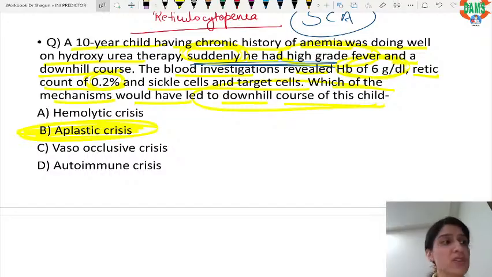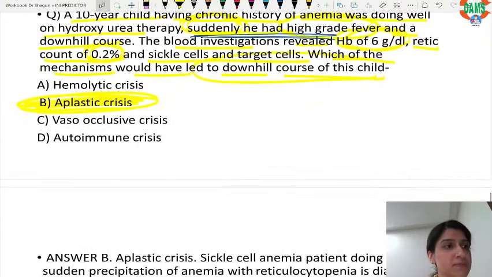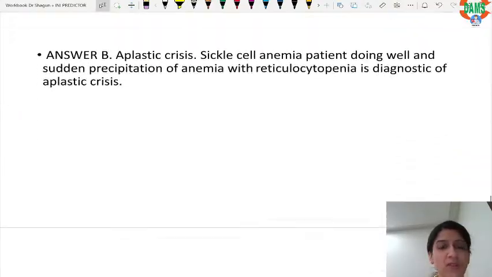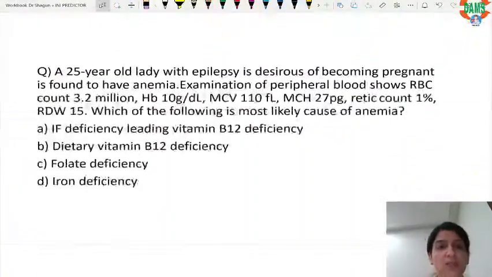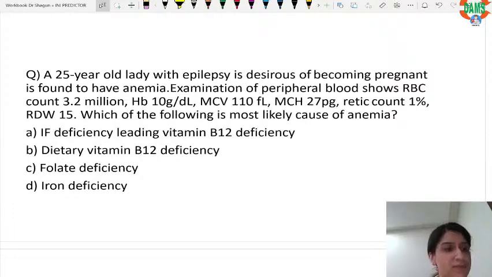Now, this was very, very important. I hope it is clear to everyone. Is it clear? Yes or no? Clear to everyone? The answer is aplastic crisis here. Okay, now moving ahead to the next question.